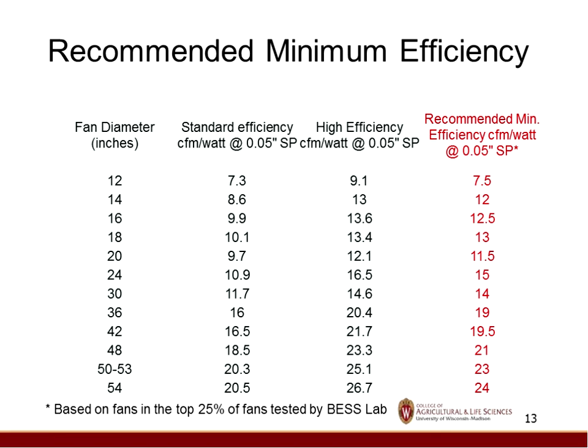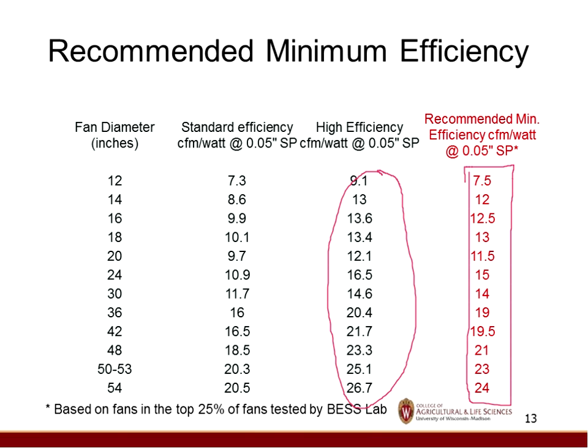So here's a list that we put together here, basically looking at these will be considered in the top 25% of most fan sizes. And then I've got kind of a target number for what you should aim for to be in this top 25%. So this is the average of the top 25%, and this would be the minimum. So if you've got a 12-inch fan, you want to be 7.5 to be in that top 25%.